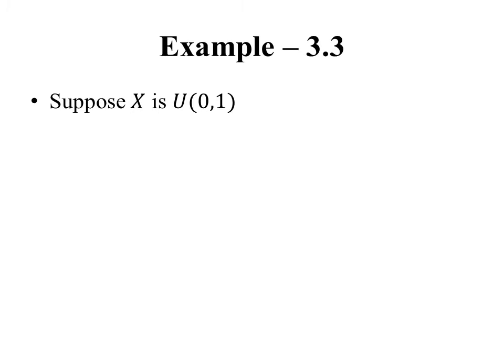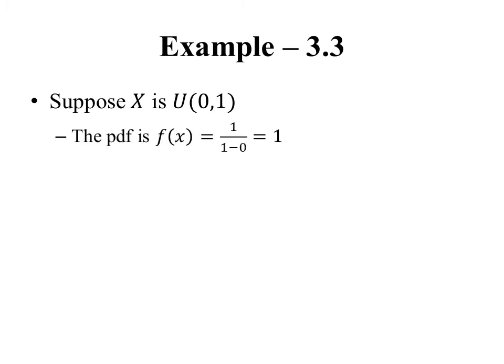So let's start off with an example from section 3.3. Let's suppose a random variable x is uniformly distributed over the interval 0 to 1. So remember what uniformly distributed means. It means that everything is equally likely. So x takes values between 0 and 1, and everything is equally likely.